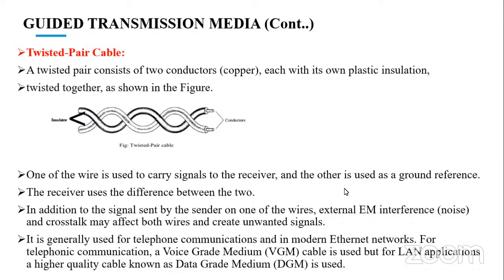So where will this twisted pair cable be used? Generally, this pair cable will be used for telephonic communication and in modern Ethernet networks. What do you mean by Ethernet network? In computer networks, cables will be used to connect the computers. So these cables will be called Ethernet cables. In those networks also, this twisted pair cable will be used.